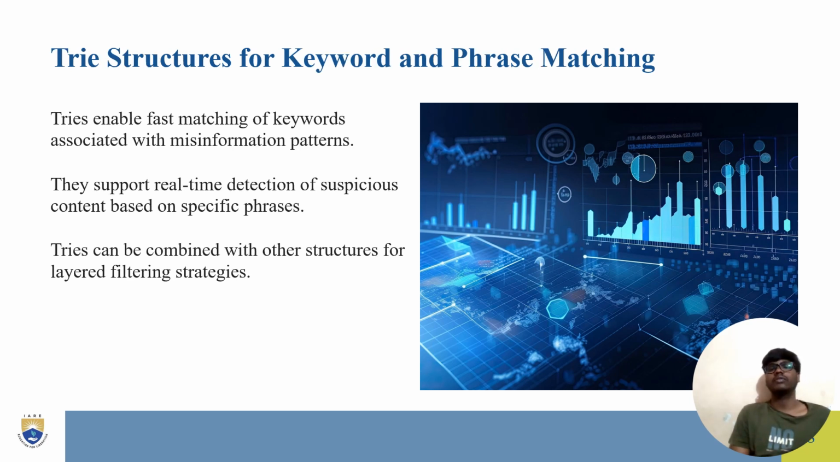Tries structures for keyword and phrase matching. Tries enable fast matching of keywords associated with misinformation patterns. They support real-time detection of suspicious content based on specific phrases. Tries can be combined with other structures for layered filtering strategies.